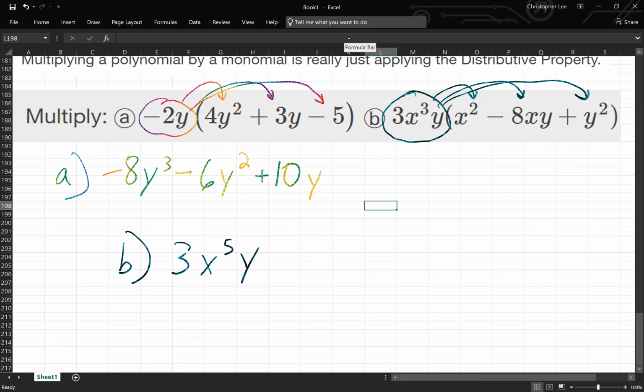Next, we're going to multiply our second term. So 3 times -8, what is that? -24, right? And then x to the third times x to the first is going to give us x to the fourth. And then we have y times y, which will give us y to the second, right? And then now we want to distribute the 3x cubed y onto the y squared. That's going to give us a positive 3x cubed y cubed. And then that's it.